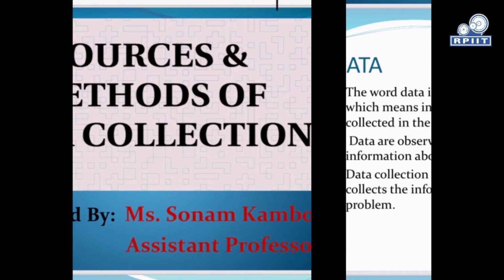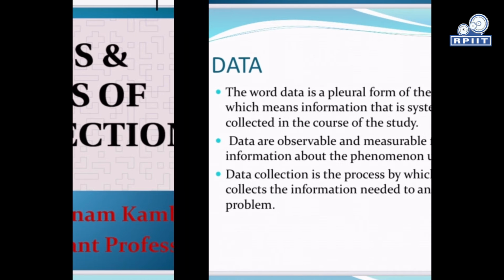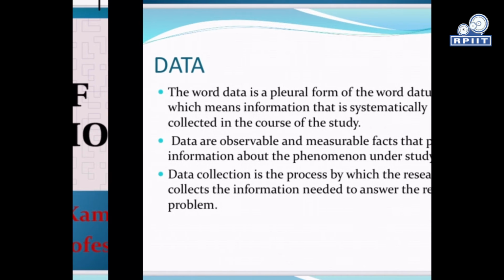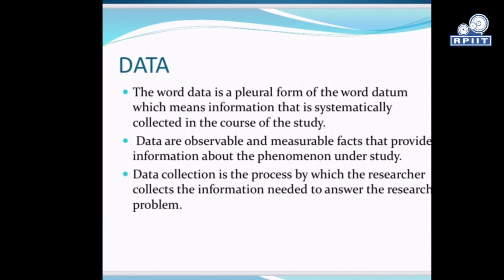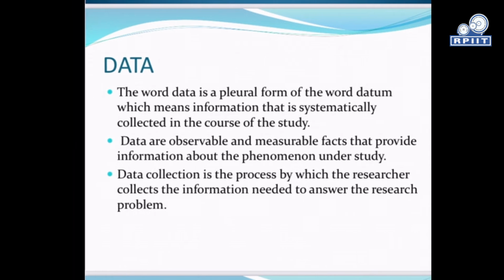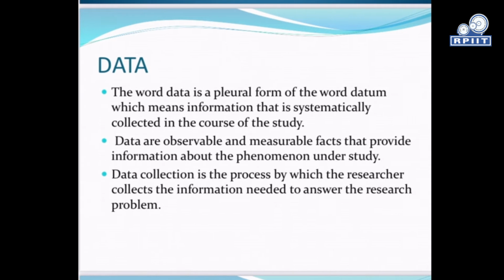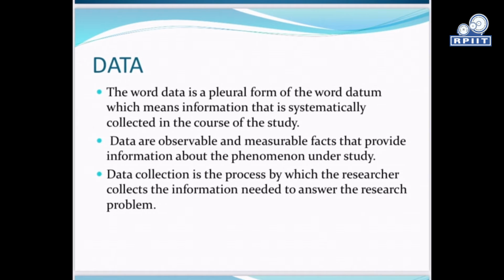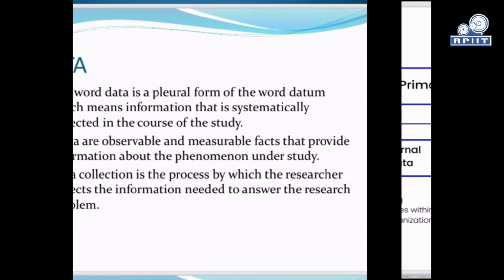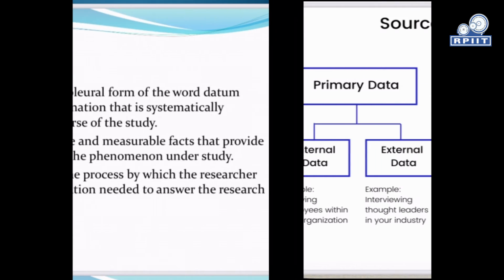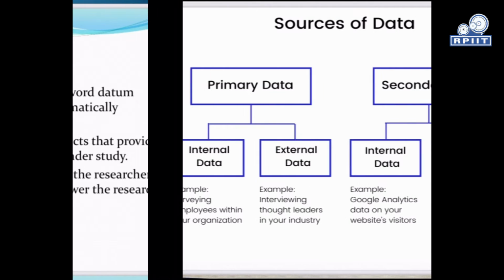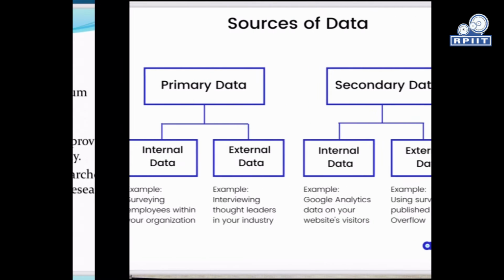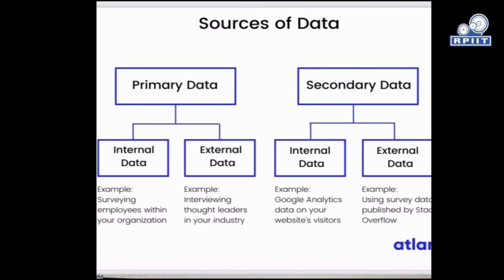Next is sources of data. There are two sources of data. First, primary sources, and second, secondary sources. So what are primary sources? Primary sources are those in which we collect first-hand information directly from people, objects, institutions, programs, and so on.